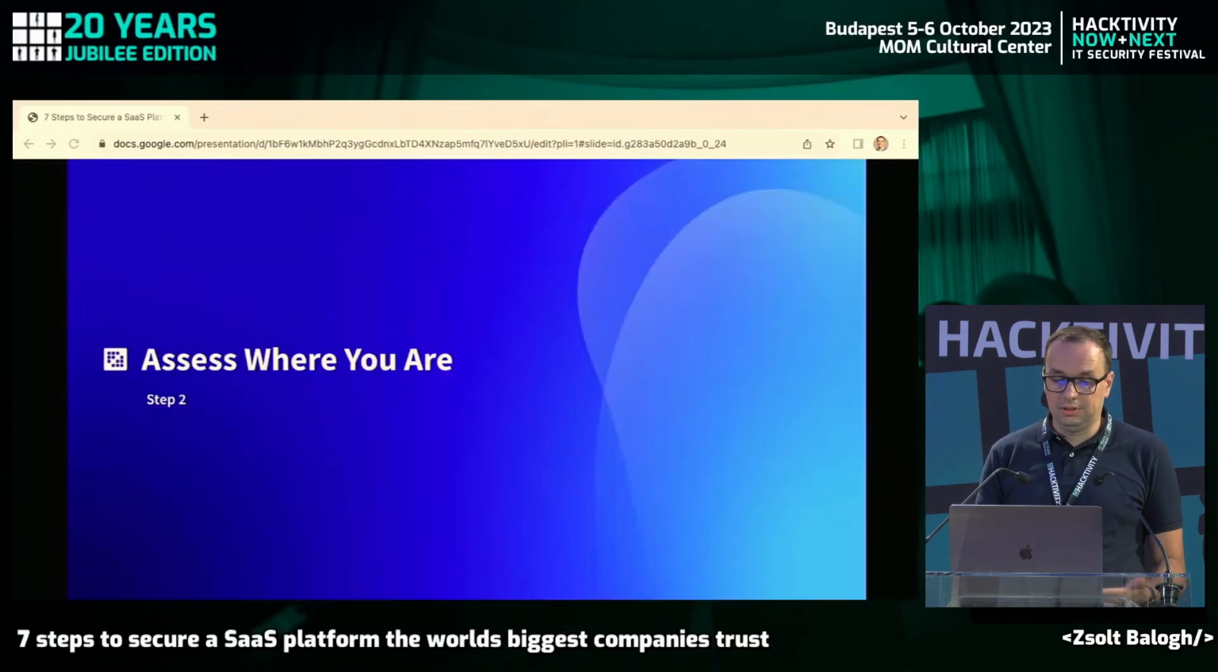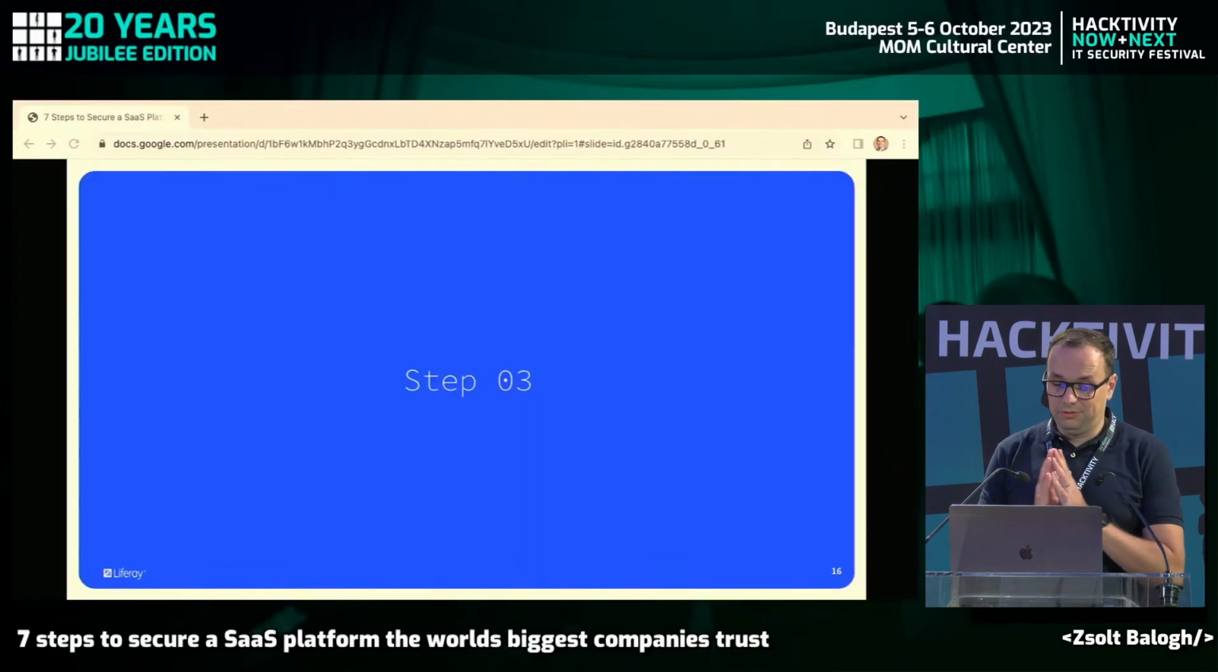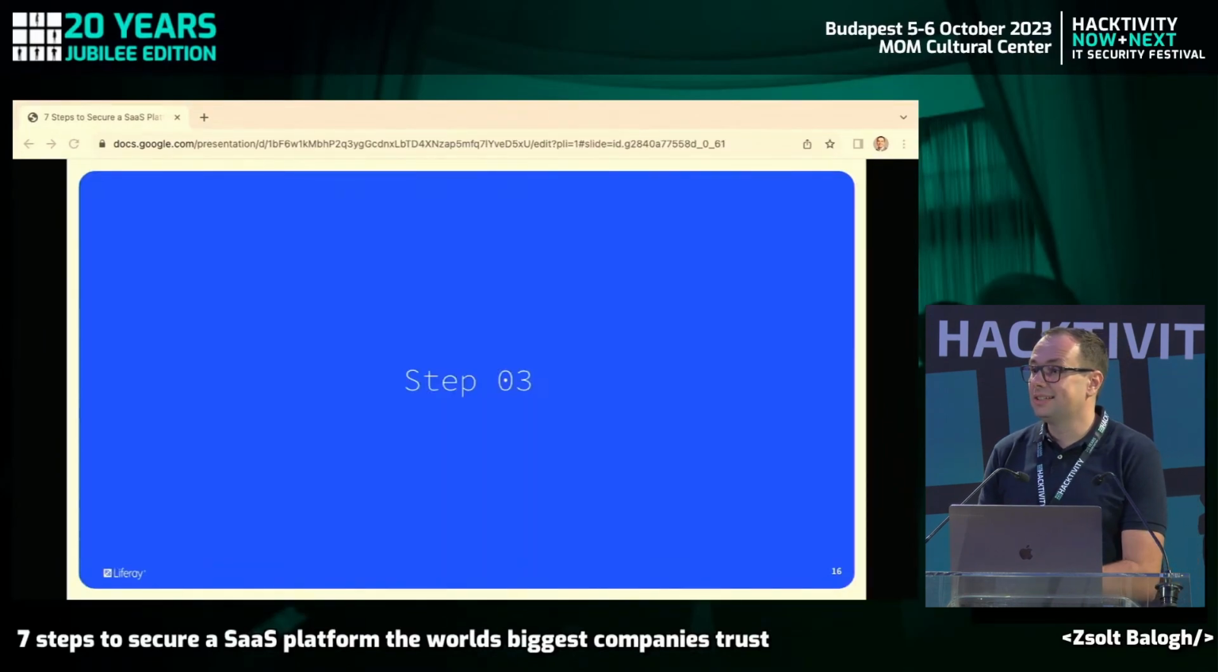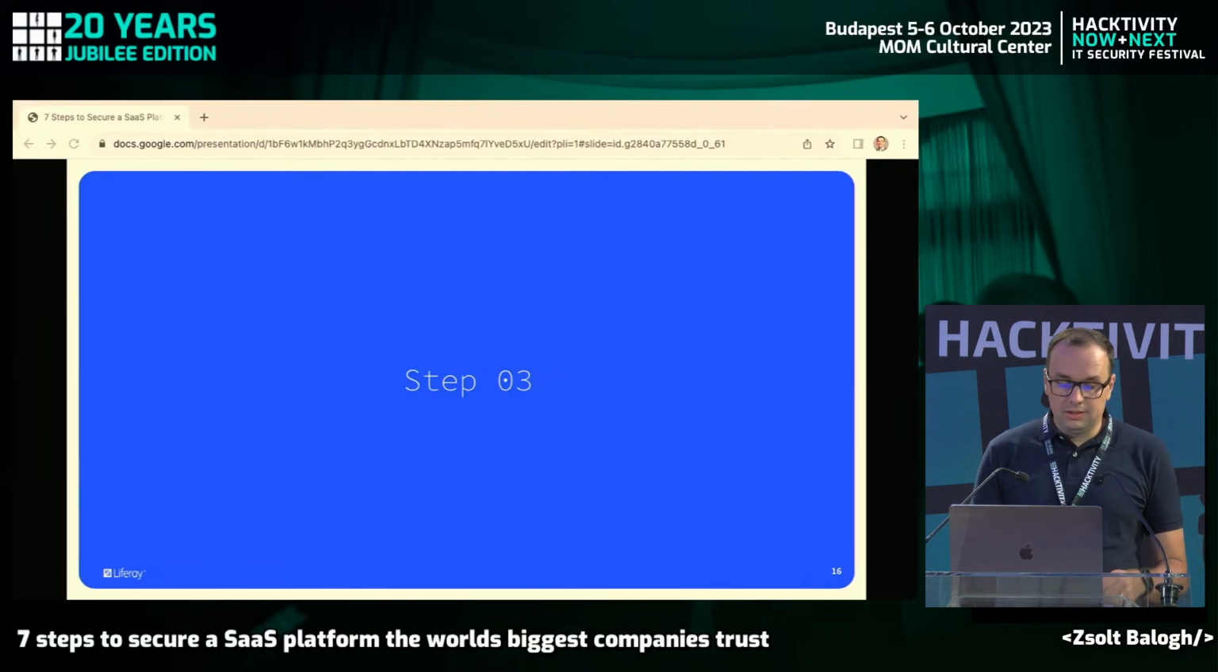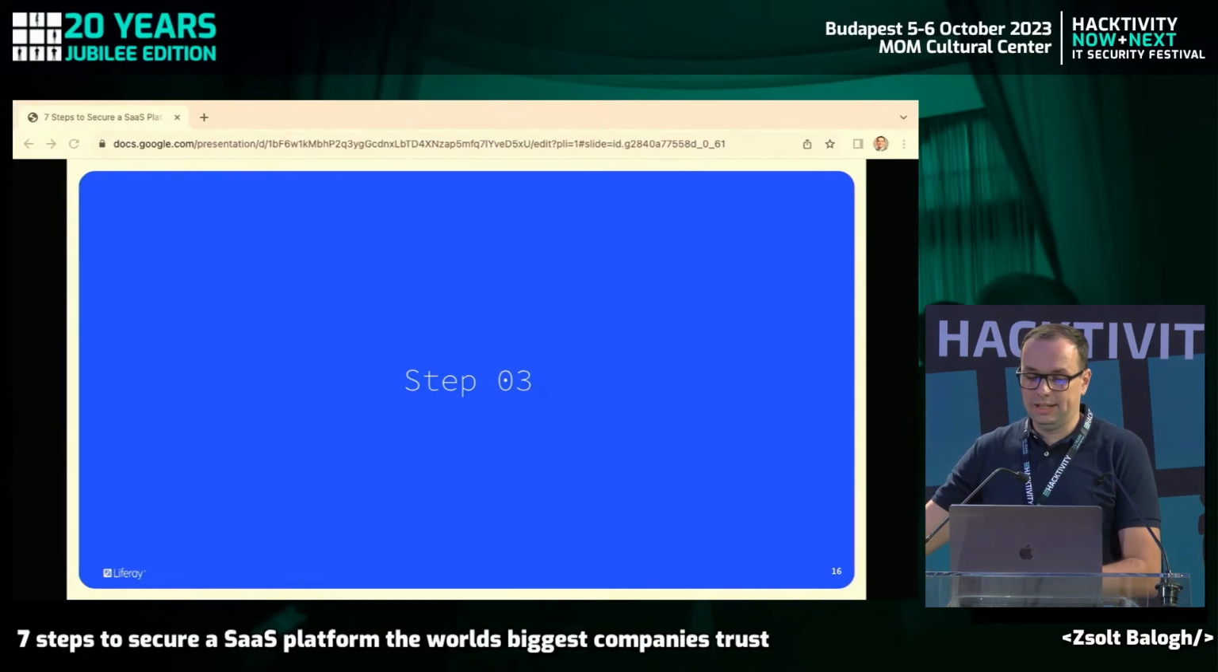So what we did next was basically we were assessing where you are. And then comes my favorite, step number 3, and this is what we actually had to learn the hard way. So I have a really supportive board, and basically they were asking us to set up the security program so we will be on our road to SaaS.